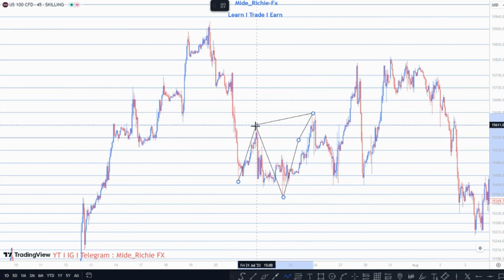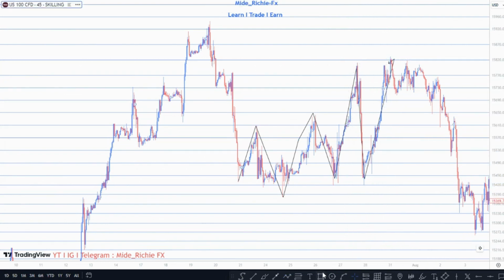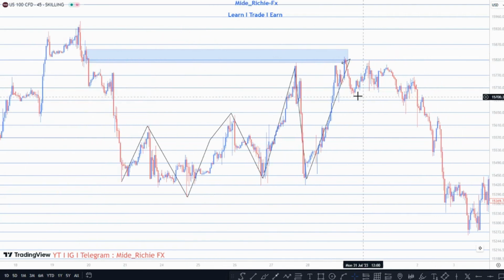You can see that we have another internal change of character right here, indicating a little bullish move. After the change of character, the market mitigated a demand zone right here, then created another high, created a low, then created another high. After the mitigation, the market mitigated the supply zone or the point of interest right at this point, and after that mitigation, you can see how the market turned from bullish to bearish.